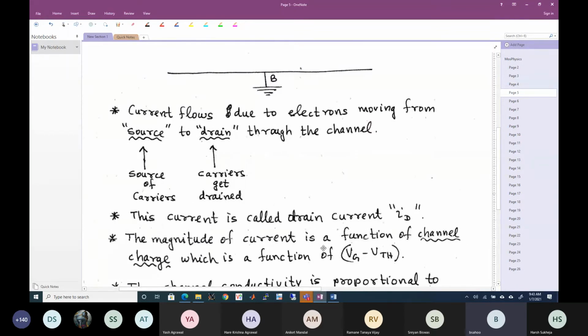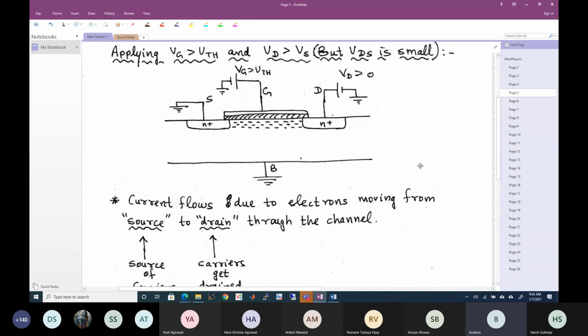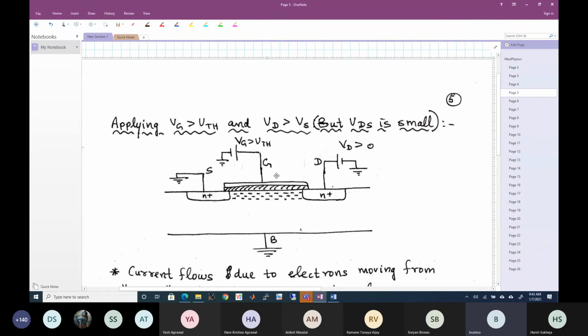The magnitude of the current is a function of channel charge, which is a function of the gate minus the threshold voltage. So the amount of this charge that is coming out is a function of the gate voltage. So we say that it is a function of VGS minus VTH, because when VGS is less than VTH, nothing happens. There are no charge carriers below the gate.